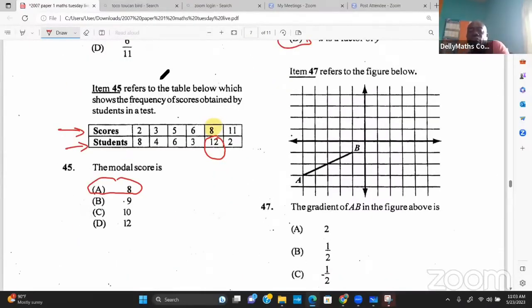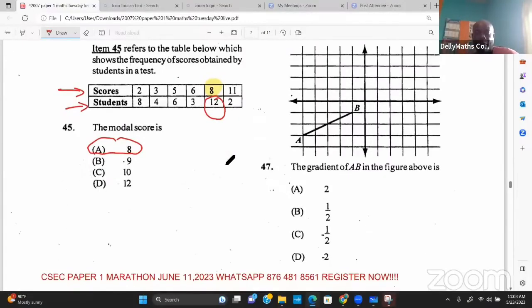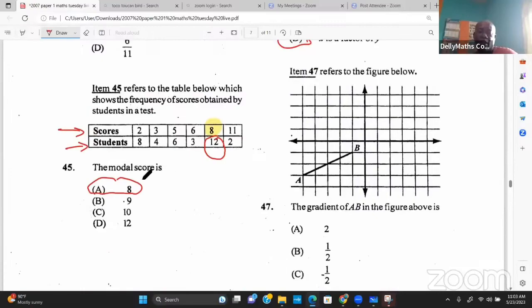All right, item 47 refers to the figure below. We're looking at that. Let's put it up. It says the gradient, right? The gradient of AB in the figure above is what? Remember that the gradient can be calculated by using rise over run, right? Gradient can be calculated by using rise over run.